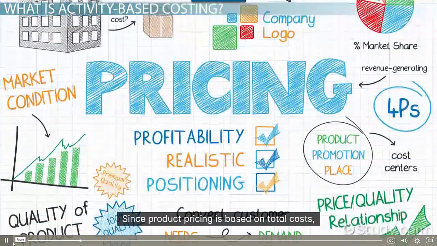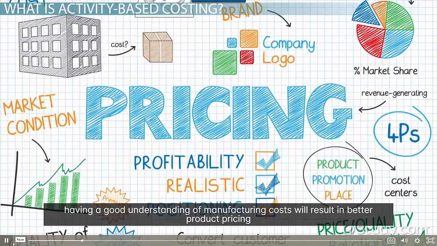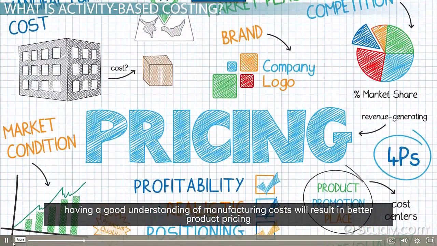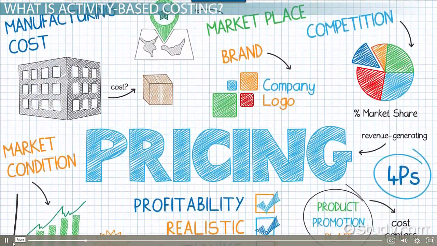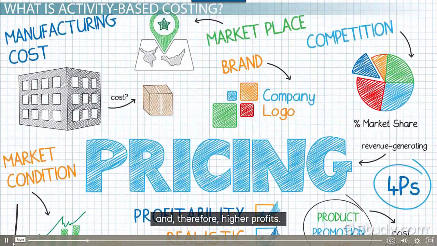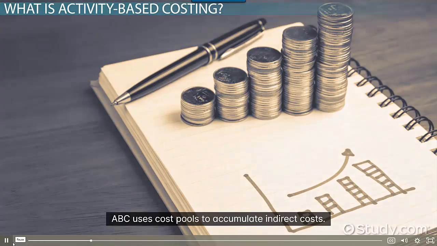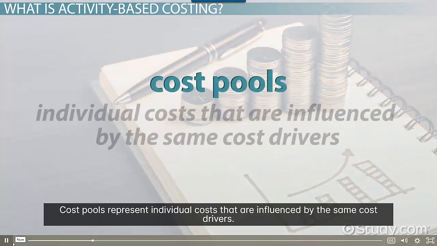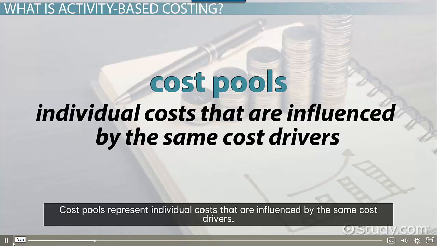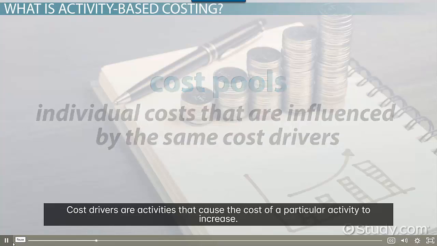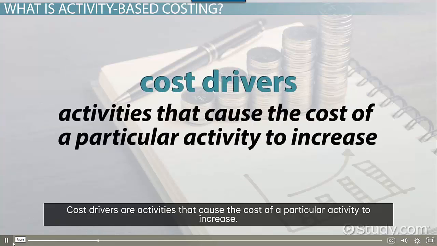Since product pricing is based on total costs, having a good understanding of manufacturing costs will result in better product pricing and, therefore, higher profits. ABC uses cost pools to accumulate indirect costs. Cost pools represent individual costs that are influenced by the same cost drivers. Cost drivers are activities that cause the cost of a particular activity to increase.